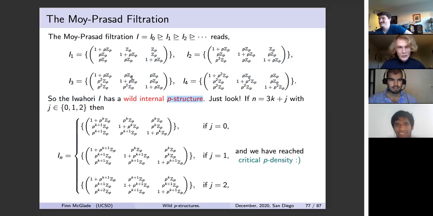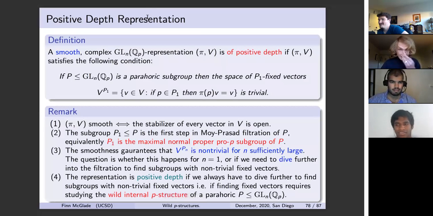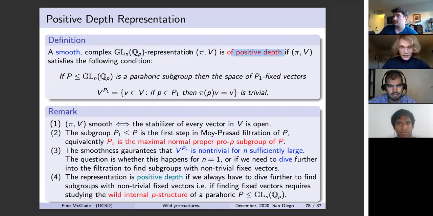Okay, so I said that I wanted to define this concept of positive depth for you. So here we go. What is positive depth? I have this word smooth here, but let's just ignore that for now. The condition for GL_N(Q_p) representations to have positive depth is the following property.